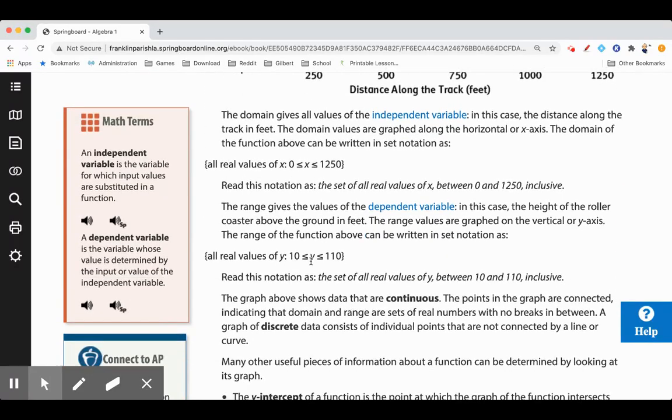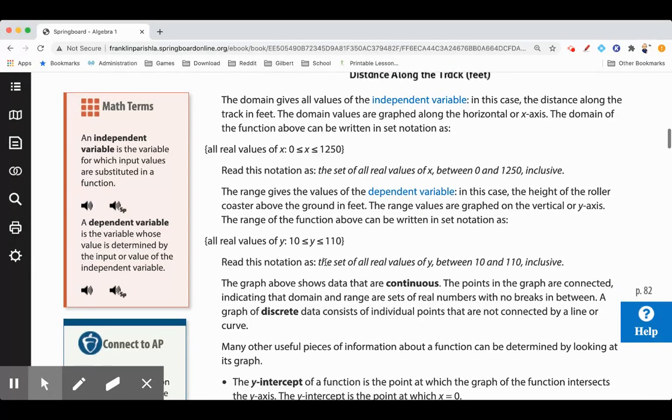And so we can write that as for all real values of y, 10 is less than or equal to y, which is less than or equal to 110. It's in between those two, just like we did when we did compound inequalities. We need it to represent the domain and range.